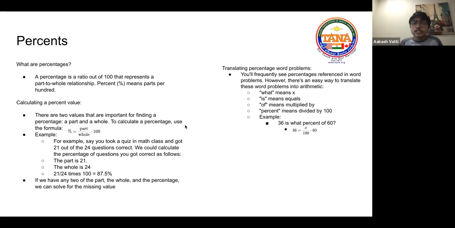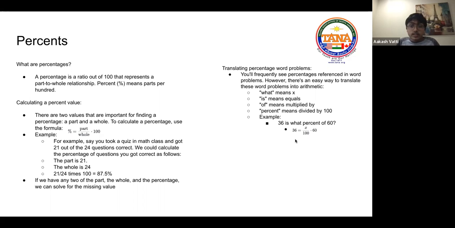So translating percentages to word problems. You'll see percentages referenced in word problems pretty frequently in the SAT. And there's an easy way to translate these word problems into arithmetic. So the word what means X, which is whatever you're missing. The word is means equals. The word of means multiplied by. And the word percent means divided by 100.